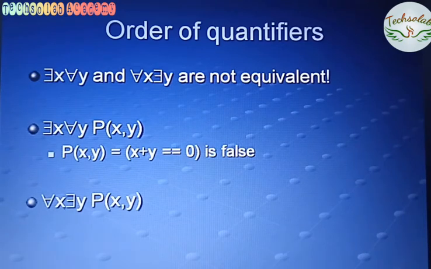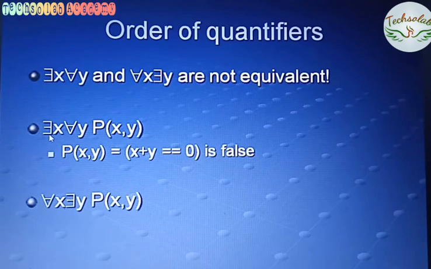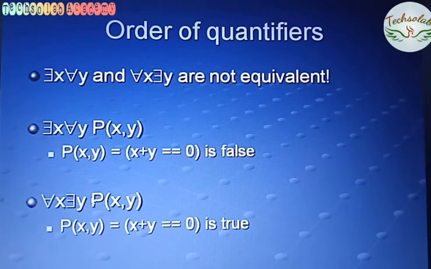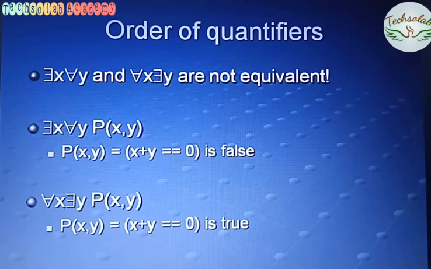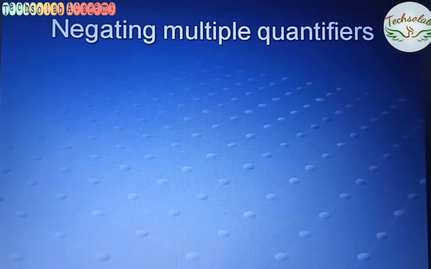It is false, because if x is 1 and y is 2, then 1 plus 2 is not equal to 0. So in this predicate function, it is saying that there exists an element x for all y such that the sum equals 0, which is false. And in the below statement, for all x there exists y such that x plus y equals 0, because if our domain is real numbers, then for all real numbers there exists some element y such that x plus y equals 0. It is true, students.